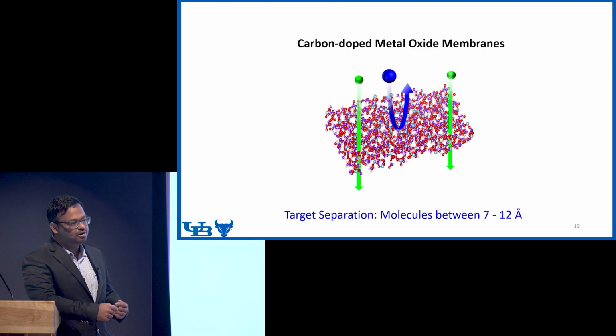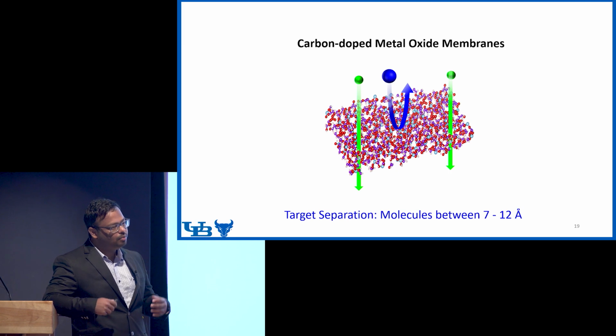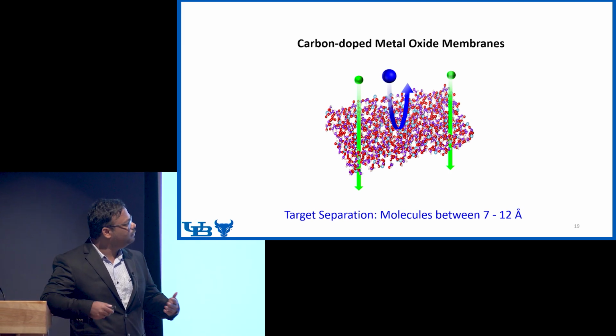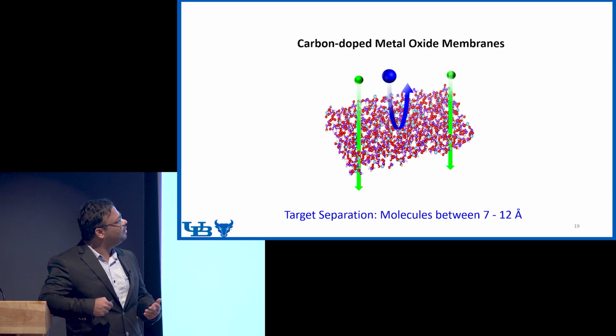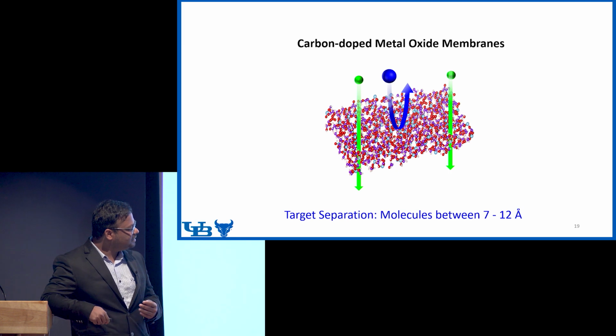And so for the second part of the membrane, I'll try to keep it short. We have developed a newer material. We borrowed the same chemistry of molecular layer deposition, we took it into a liquid phase, and we have developed a material called carbon-doped metal oxide membranes. So the target separation for these membranes are molecules between 7 to 12 angstrom.